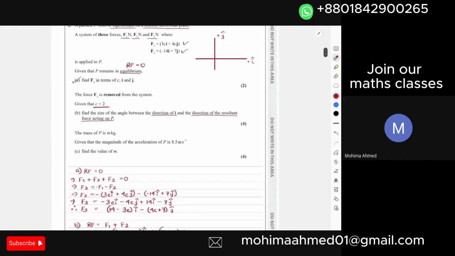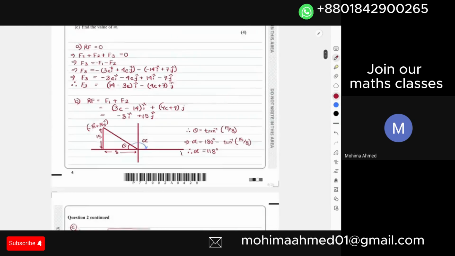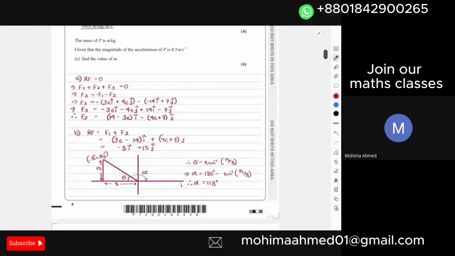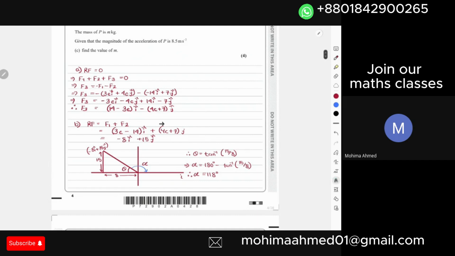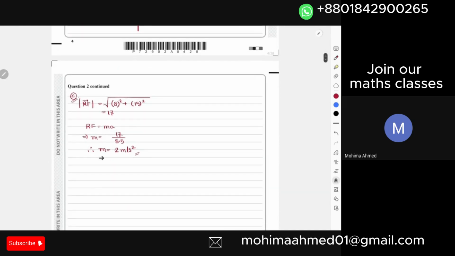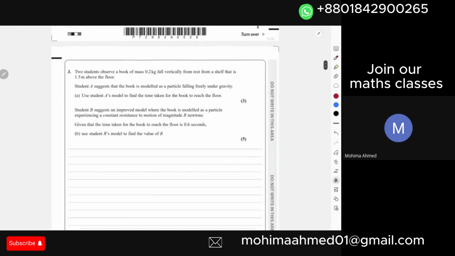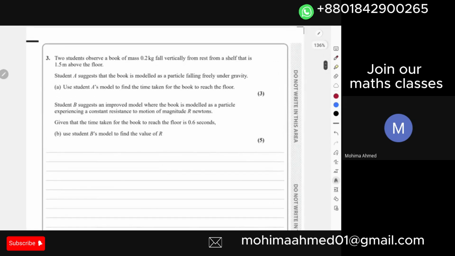After this, if we move on to your next question, we're done with this question too, by the way. Right, we calculated the F3, then calculate the resultant force. If we remove the F3, what angle they're creating with the positive x-axis, and then again we calculated the mass using the modulus of RF and acceleration. So after this question is about what? Kinematics, I think, right? Yeah.